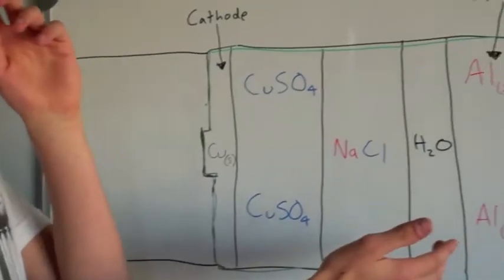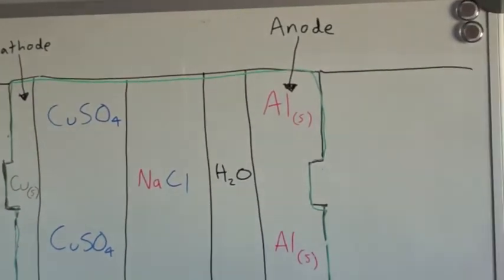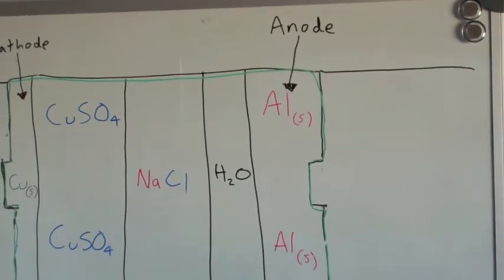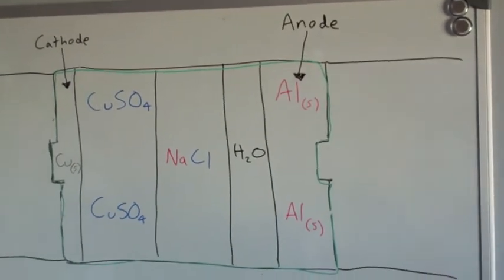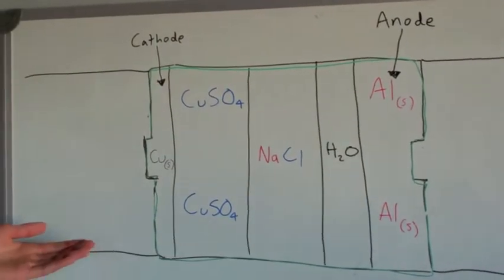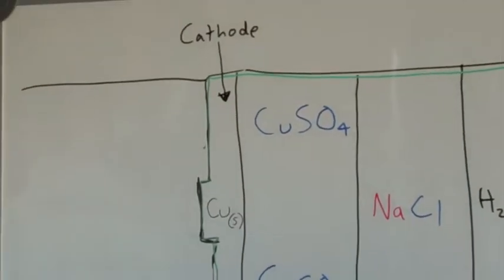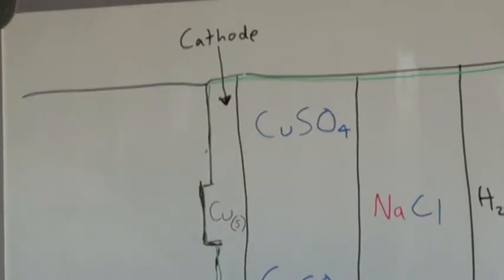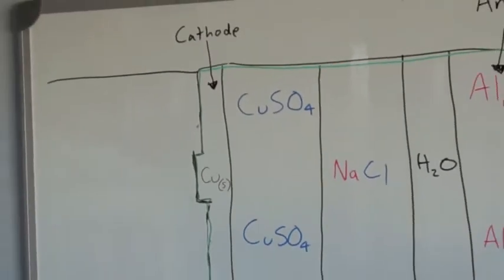On the right, we have our anode, aluminum solid. During the reaction process, aluminum solid loses electrons and is therefore oxidized. The anode is the site of oxidation. On the left, we have our cathode, the site of reduction. Copper sulfate is being reduced. It's gaining electrons during this process.